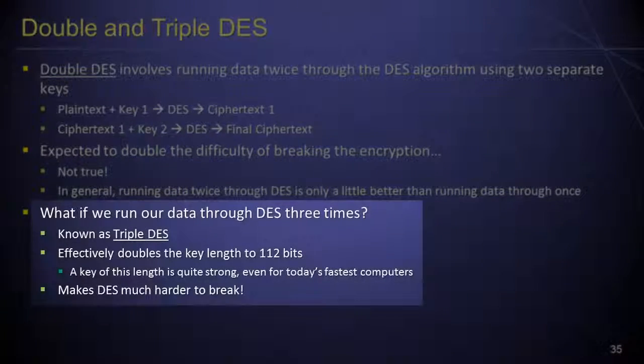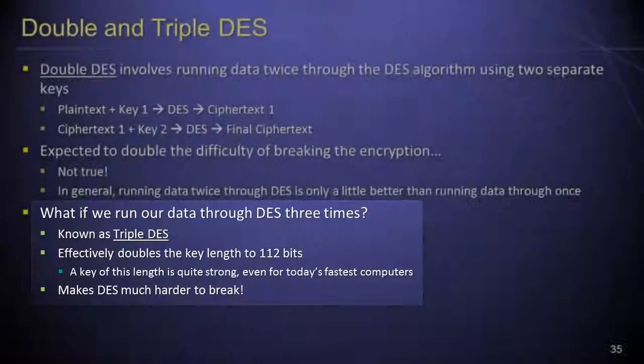Naturally, this led security personnel to wonder what would happen if data were run through the DES algorithm 3 times, a process known as triple DES. After detailed analysis, triple DES was found to effectively double the key length from the original 56 bits to 112 bits. A key of this length is quite strong, even for today's fastest computers. Using triple DES thus makes DES enciphered data much harder to break.